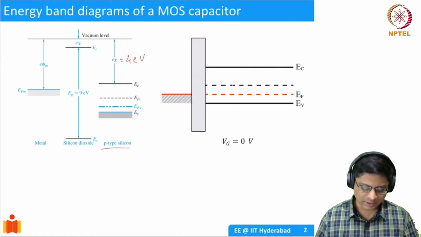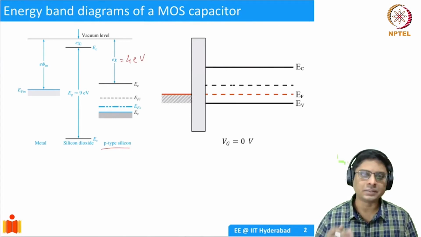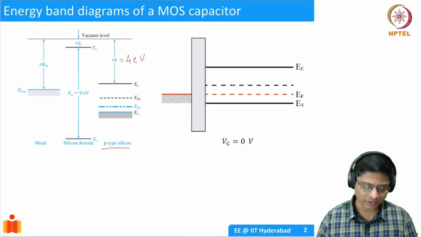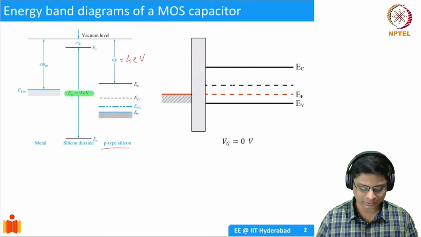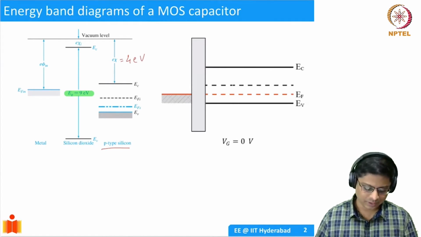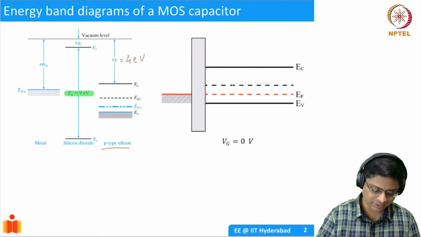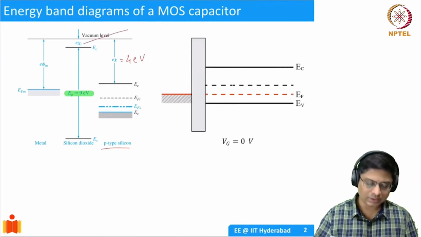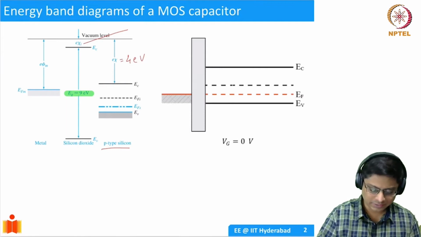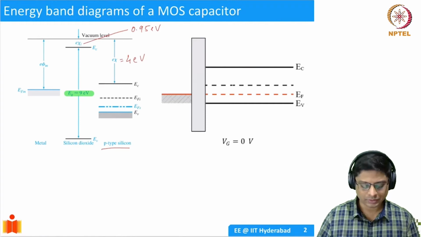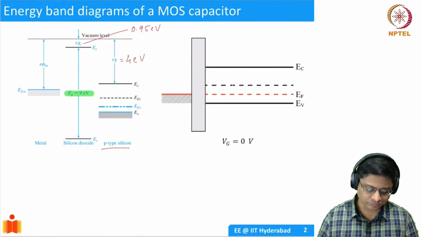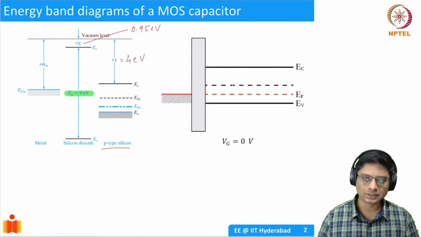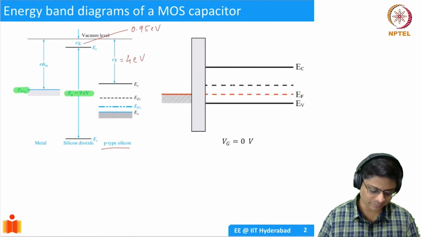Now we also have an oxide in between. Between the metal and the semiconductor, we have an oxide. And we know that oxide has a large band gap of 9 eV. This is silicon dioxide, so 9 eV of band gap. It also has an electron affinity, which is shown here, the distance of the EC from the vacuum level. In this case, for silicon dioxide, it turns out to be 0.95 eV. So the electron affinity is quite small. Then we have the metal, which has its own Fermi energy, EFM.